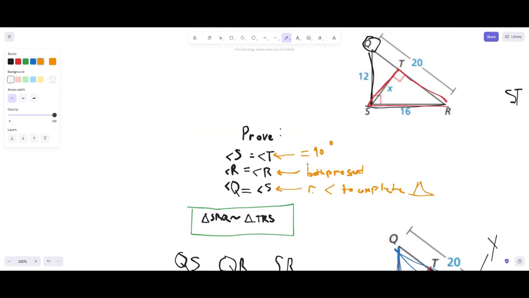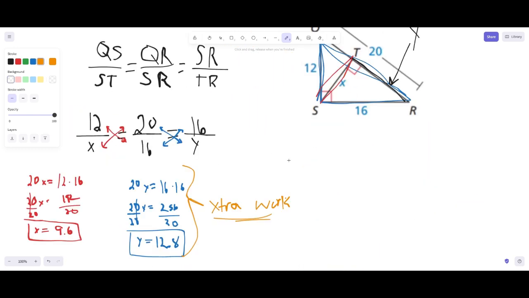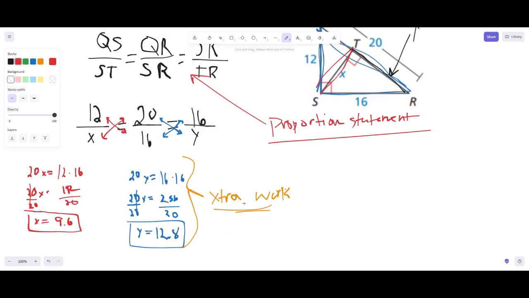But anyways, that is how you can work with similar triangles to figure out a specific proportion. So you want to make sure that you make this your proportion statement. And then with that, you can substitute things in and figure out the different unknown values.